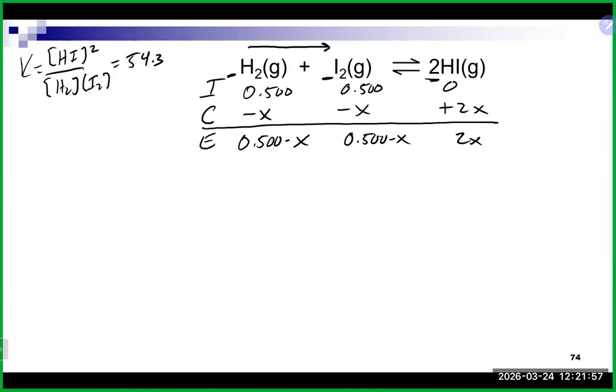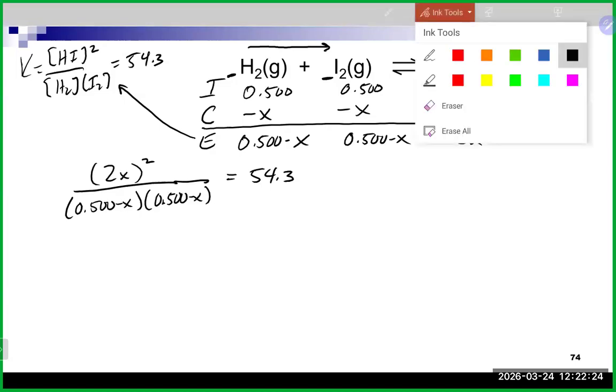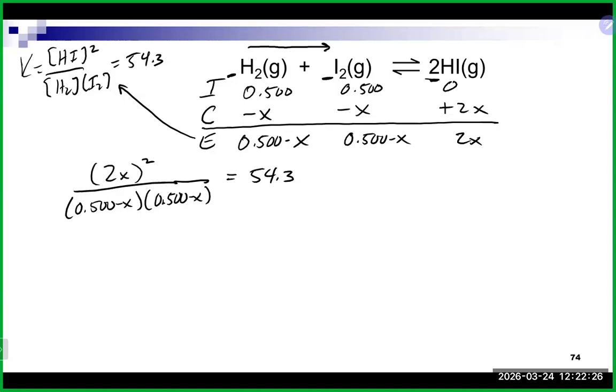Okay, so just like before, our goal here is really to solve for x. We're going to take our equilibrium line basically and pop everything into that expression. That's going to get us a 2x squared up on top, a 0.5 minus x, a 0.5 minus x. And that's going to equal 54.3. Obviously, in this case, we do want to solve for x, and hopefully you recognize that this is a perfect square on both sides. So just put like a big old square root on both sides would be a nice way to solve that. You could use the quadratic as well if you like.